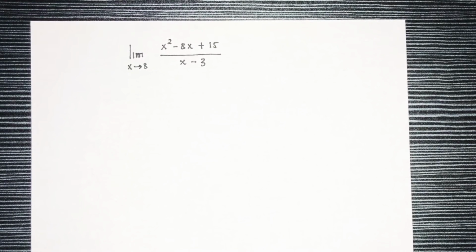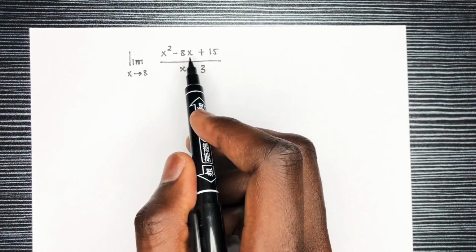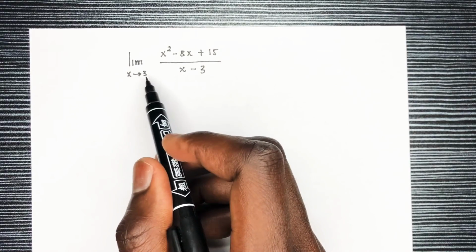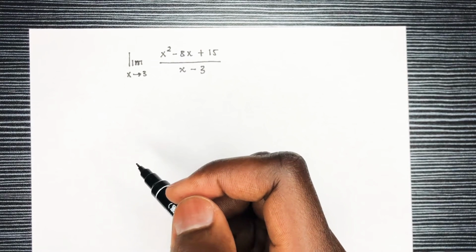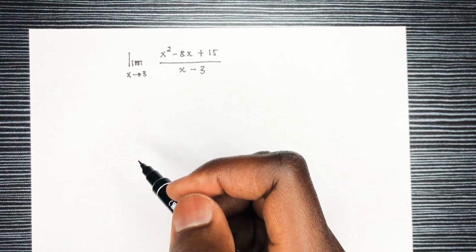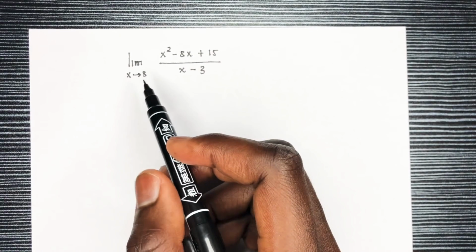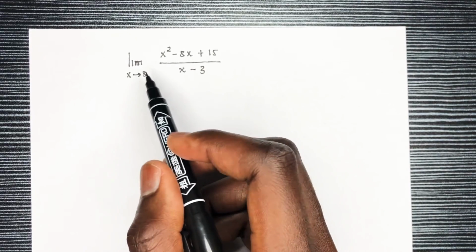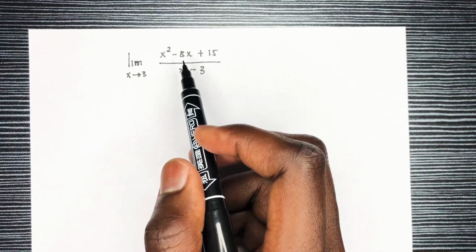So in this video we're going to continue discussing limits, and the next example is the limit of x squared minus 8x plus 15 over x minus 3 as x approaches 3. In the previous video we discussed that if you want to solve a limit, one of the easiest ways is by plugging the value that x approaches into the function. If you didn't watch the previous video, I recommend watching it.